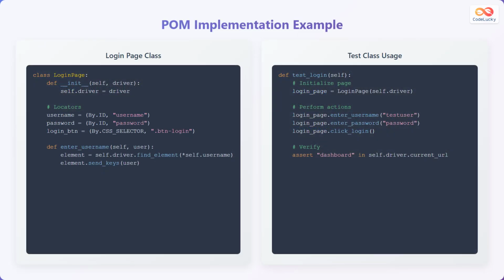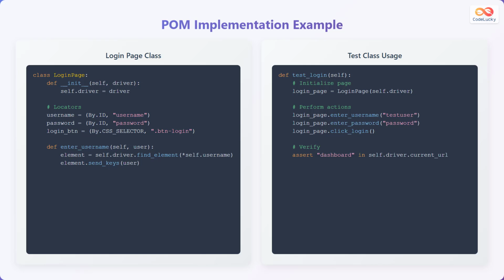Let's examine how to implement page object model in practice. A typical login page class starts with an init method that accepts a driver parameter and stores it as an instance variable. Define locators as class attributes using tuples containing the By strategy and selector value, such as username field equals By.ID, username.